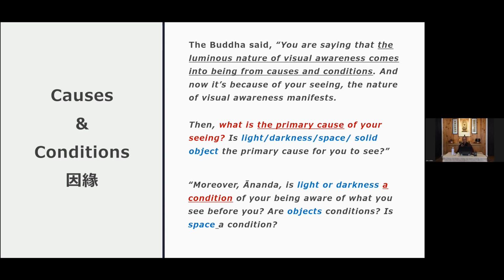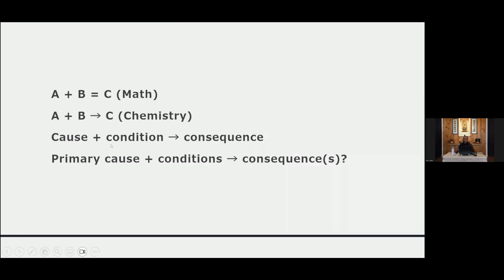Buddha is trying to help Ananda analyze: you say causes and conditions. So what is the cause for you to see? What is the condition for you to see? You say, oh, the cause is because of light. Then the debate is the same pattern. If you say it's the light, then how about darkness? And so on. And if it's the condition, the same thing. If light is a condition for you to see, then you shouldn't see darkness. But you see darkness, right? We will see a lot of debate like this.